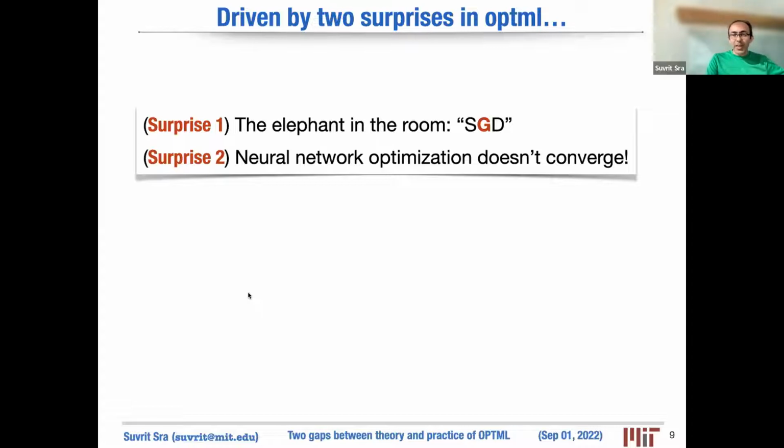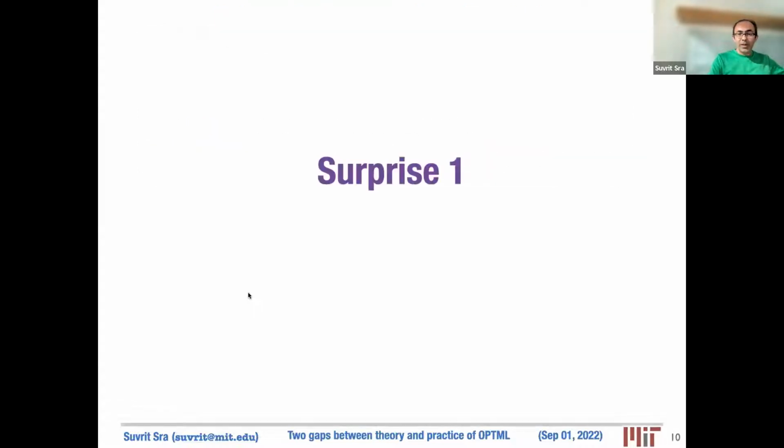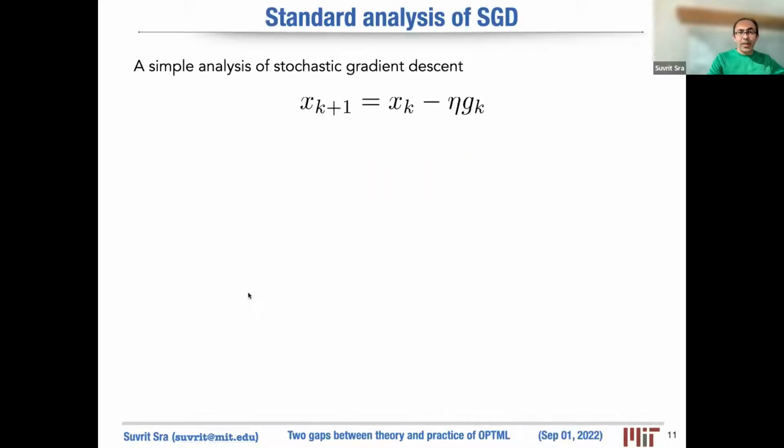And the second surprise, which I will share with you later in the talk empirically, is that there are many settings where neural network optimization doesn't converge in the sense of theory, which is very interesting. It lays open the challenge for all of us to ask what to do. So let me tell you the first surprise. It's almost a tautological kind of surprise, but it is worth knowing about.